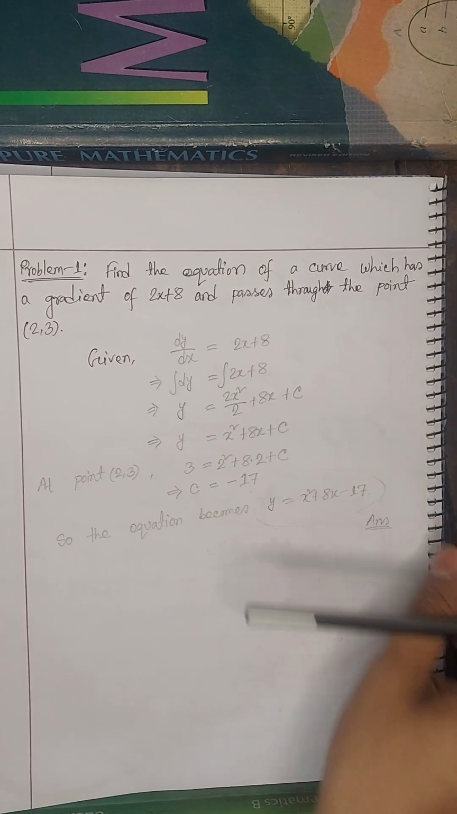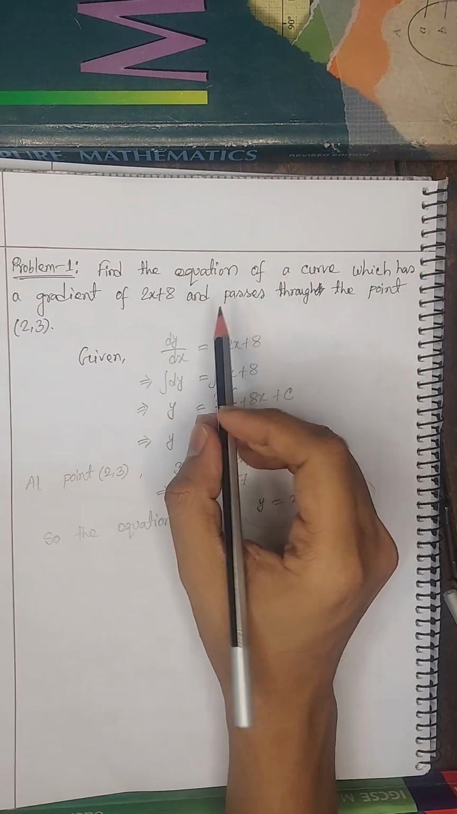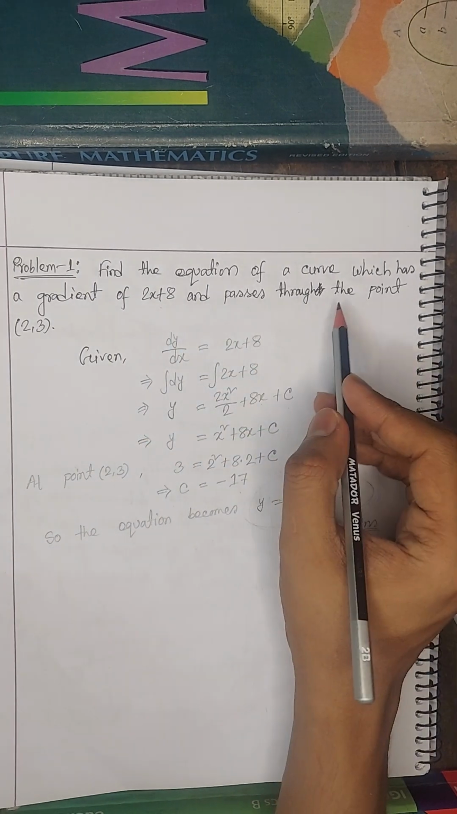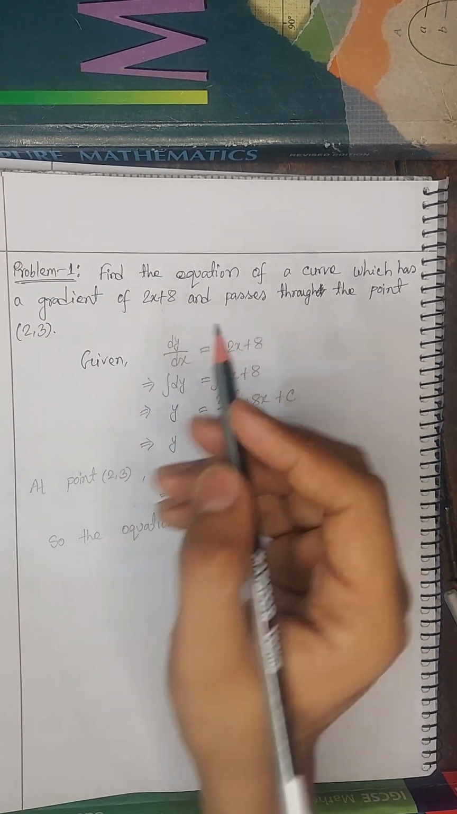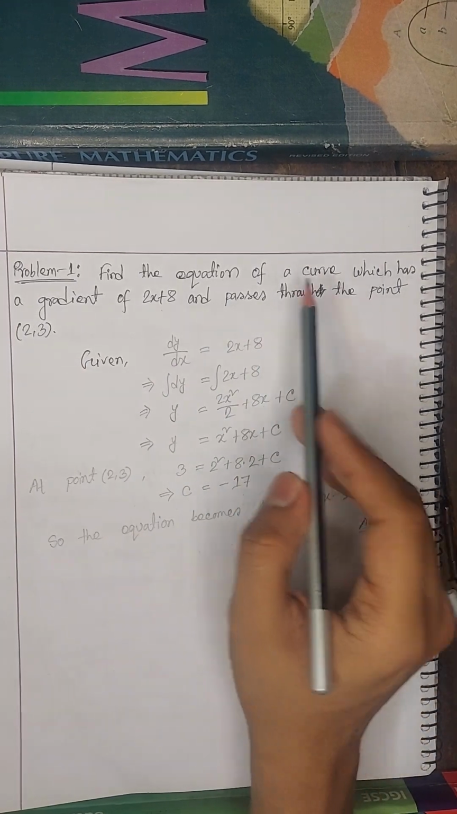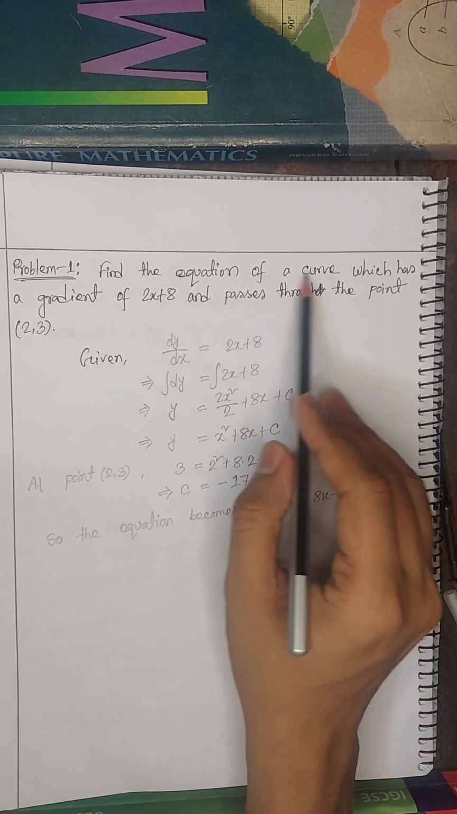Now you will see some problems. First of all, we are given that the equation of a curve has a gradient of 2x plus 8 and passes through the point (2, 3). We have to do the integration and find the equation of the curve.